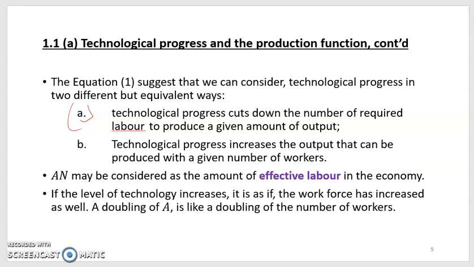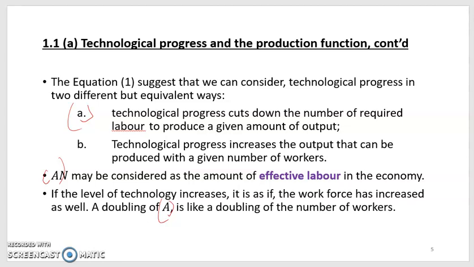So given this point, we can now think of AN as the amount of effective labor in the economy. If the level of technology increases, it is as if the workforce has increased as well. A doubling in technological progress A is like doubling the number of workers. So if technological progress doubles, it is the same as if the economy has twice as many workers as before.